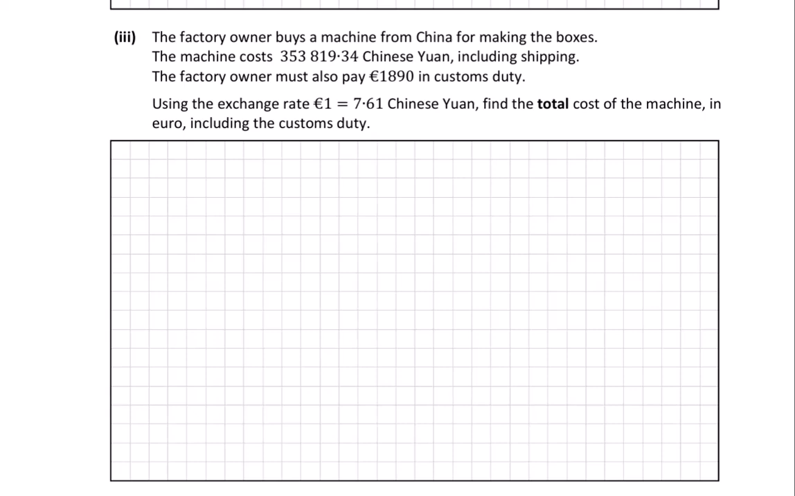So write down the exchange rate, put what you're looking for on the right hand side. We're looking for euros, so put 7.61 on the left hand side and put the euro on the right hand side. We want this many Chinese yuan, so we want to go down to 1 and then up to 353,819.34. So to go from 7.61 down to 1, you need to divide by 7.61. So divide the right hand side by 7.61.